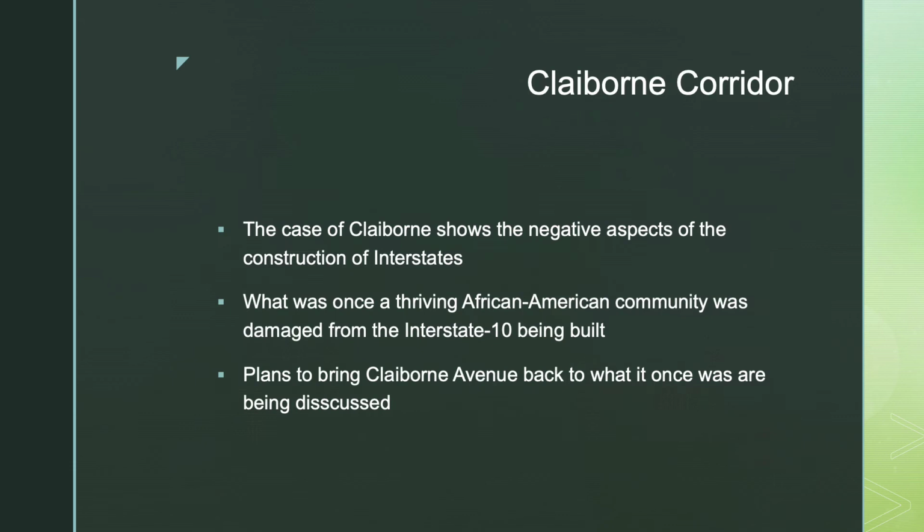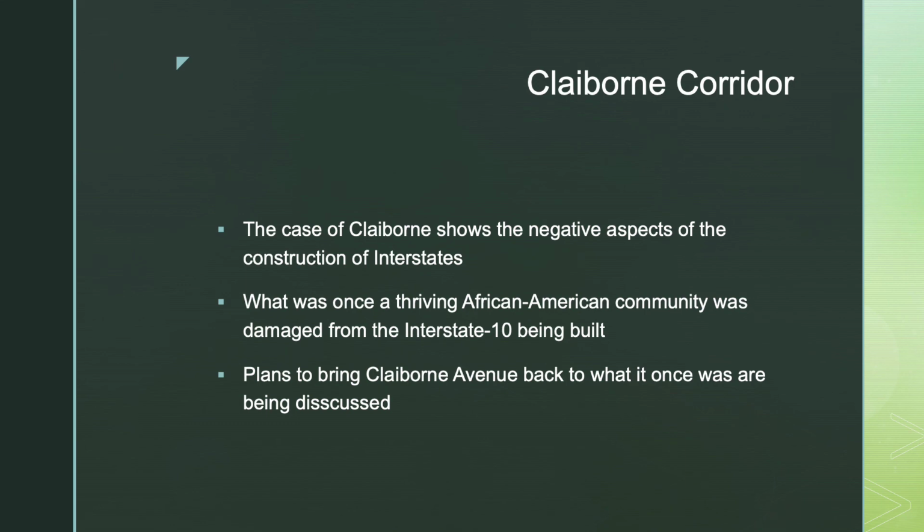While the interstate system did do a lot of good, it also destroyed communities in the case of Claiborne Avenue. Claiborne Avenue was once a thriving community of African American citizens conducting business between each other. Even though the community was thriving and it was obvious for everyone to see, especially citizens of New Orleans, that did not stop the government from building the interstate system on the avenue, on the corridor itself.